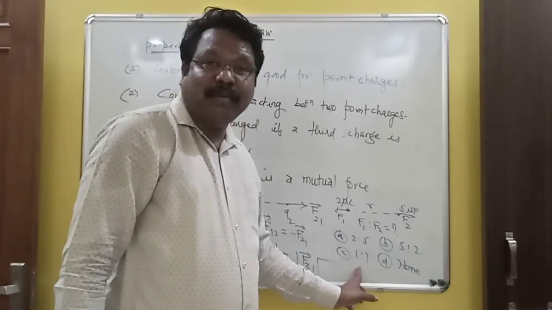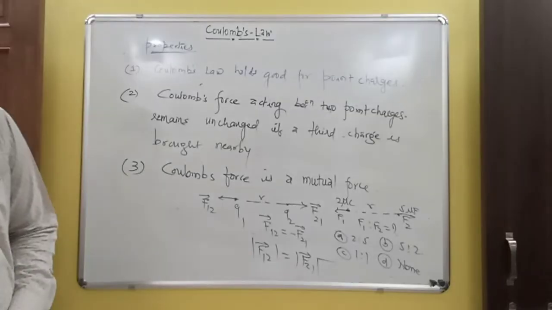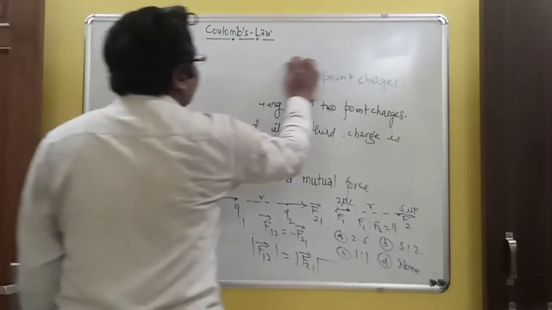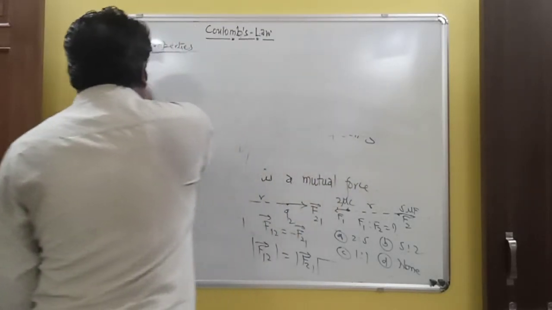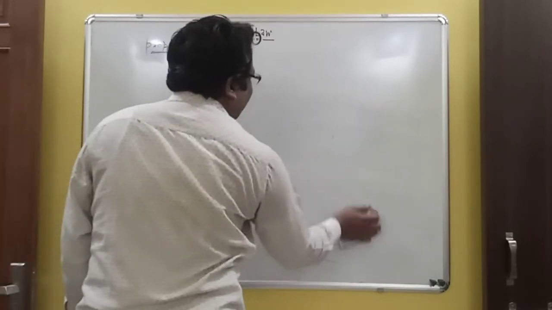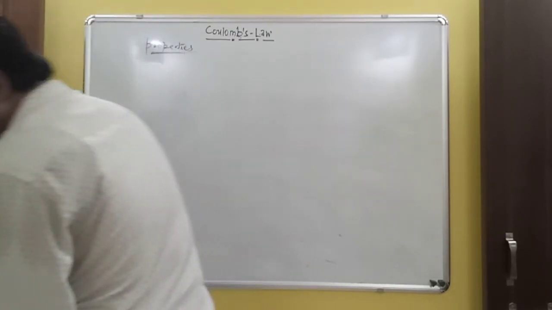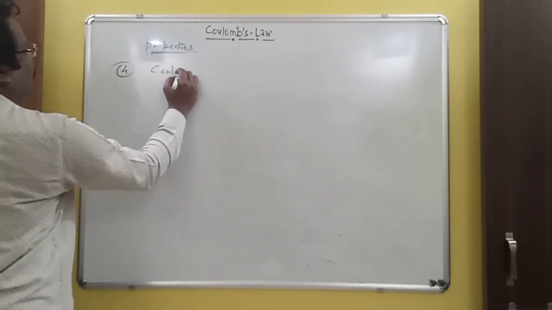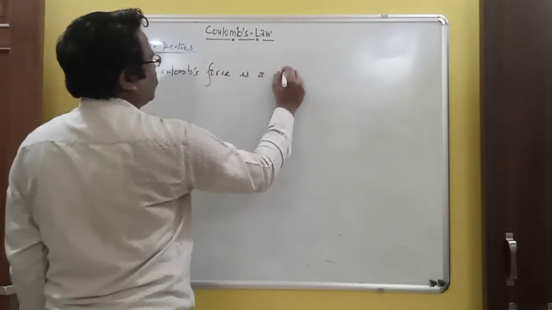So the ratio of forces will be what? 1:1, right? So these are very important properties. Be careful about that. So Coulomb force is a mutual force. The 2 point charges exert equal and opposite forces on one another. Now next property, Coulomb force is a strong force. Strong means as compared to gravitation force. Coulomb force is a kind of strong force. Okay. So next property, Coulomb's force is a strong force.